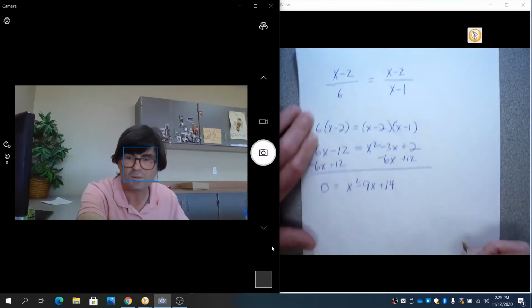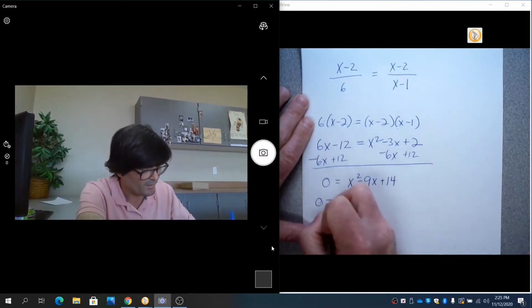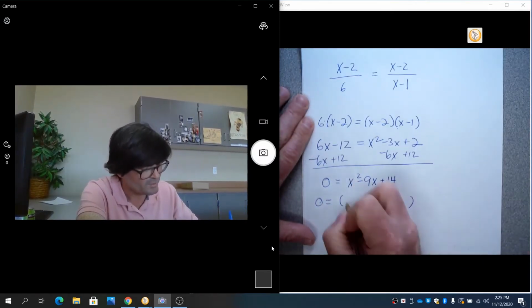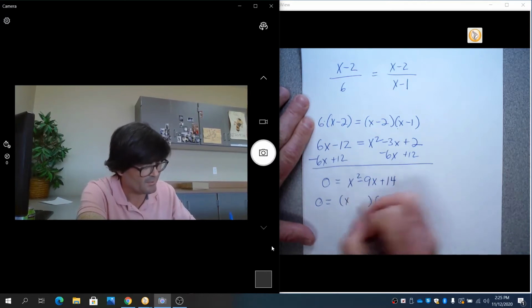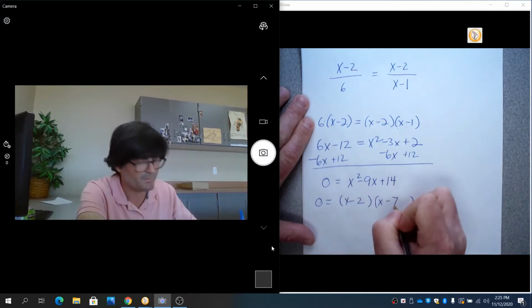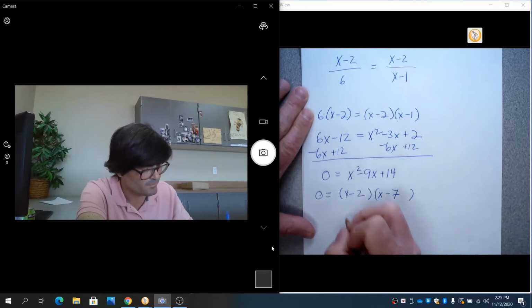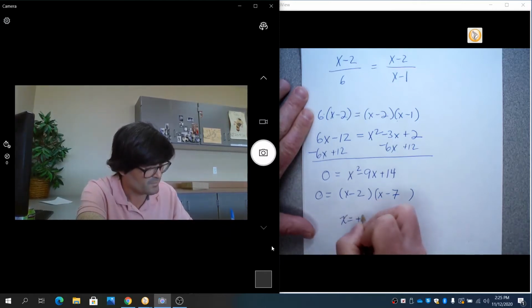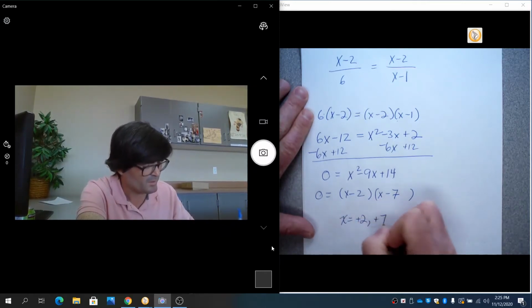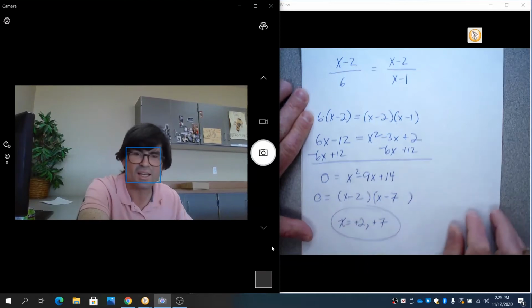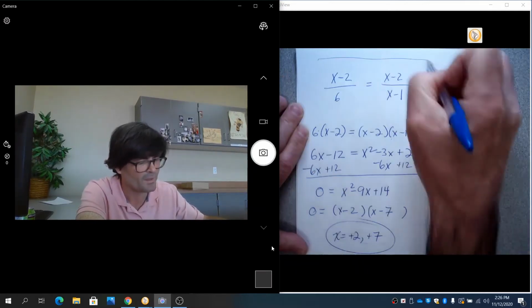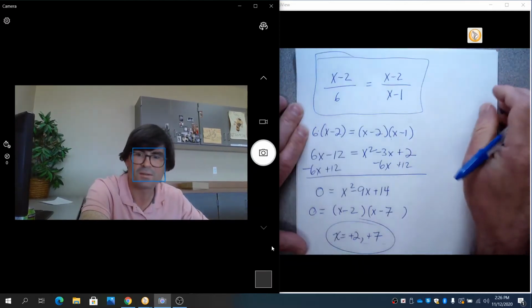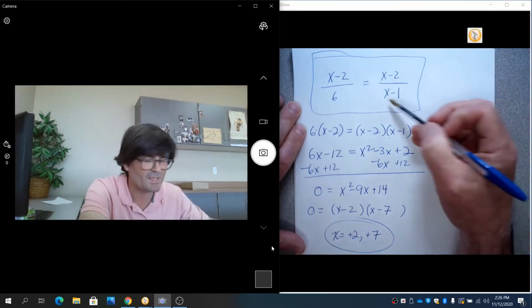That actually factors really nicely, thankfully. What multiplies to be 14 but adds up to negative 9? A minus 2 and a minus 7. X equals positive 2 and positive 7. And we need to check that and make sure in the original problem, does that cause any bottoms to be 0? And the answer is no.